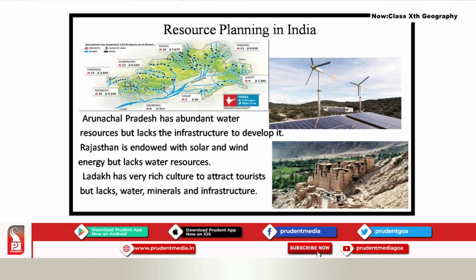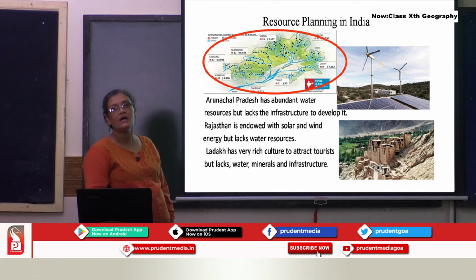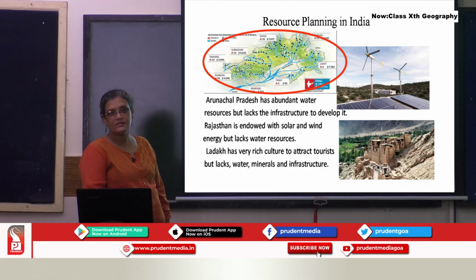Look at this. This is the map of Arunachal Pradesh. See the amount of rivers that crisscross the land. Arunachal Pradesh has abundant water resources, but they lack the infrastructure to develop them. If you can see the small dots on the rivers, these are supposed to be dams which are being planned for construction. So, this is a reserve. This water is a reserve for development of hydroelectricity.